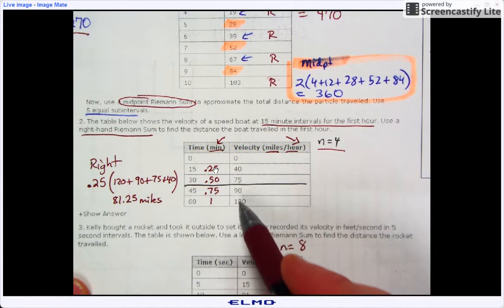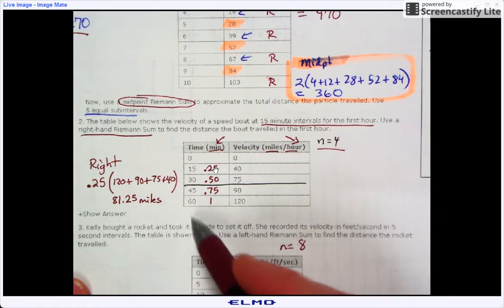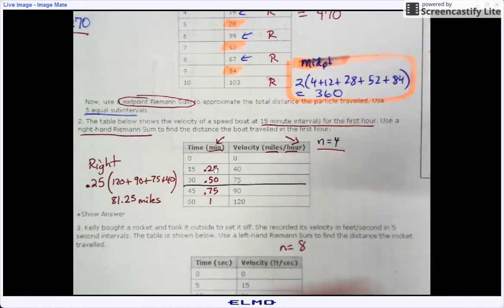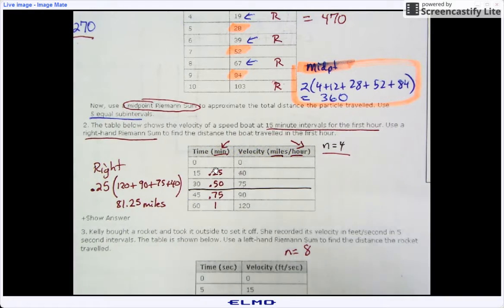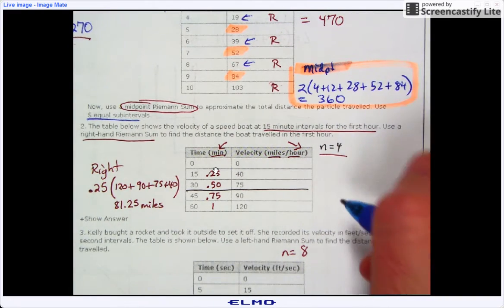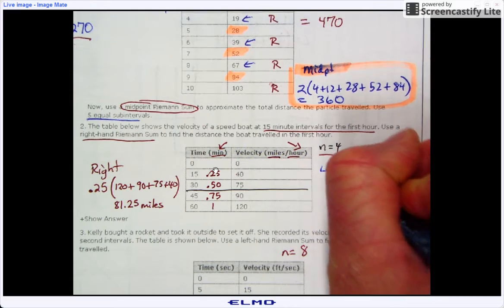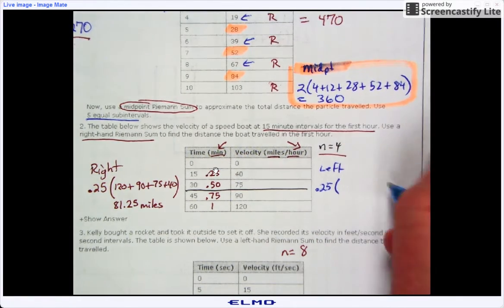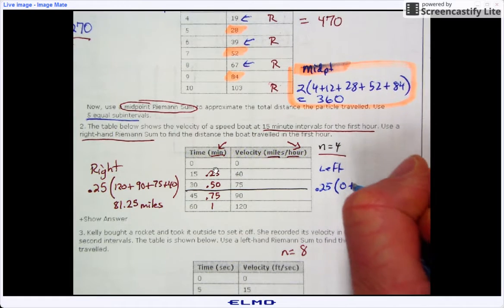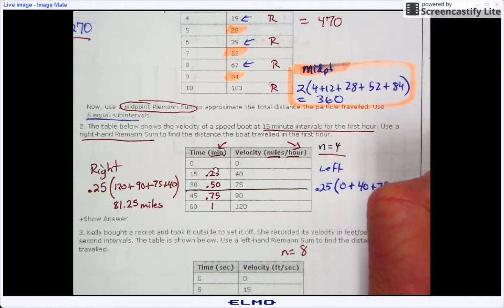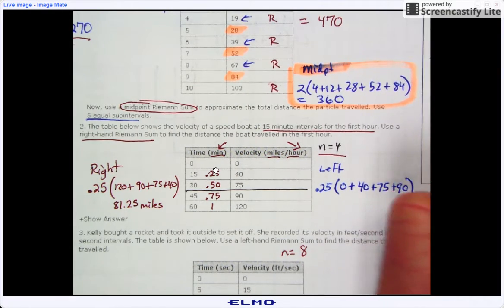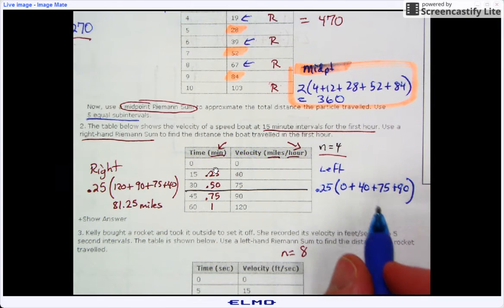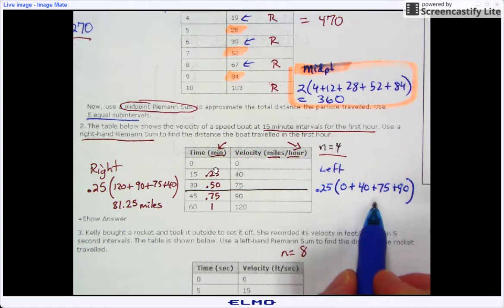Well, if you look at your speeds, you're going from 0 to 120 over that time. This at least is a reasonable answer. If we did the same problem using a left Riemann sum, again, nothing changes with the width. It's still a fourth of an hour, but we would start out with 0. We use 0, 40, 75, and 90, and not use the 120 this time. So that's going to be definitely less.